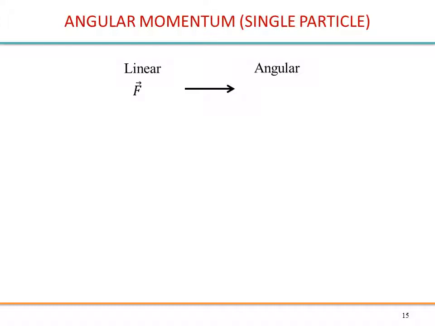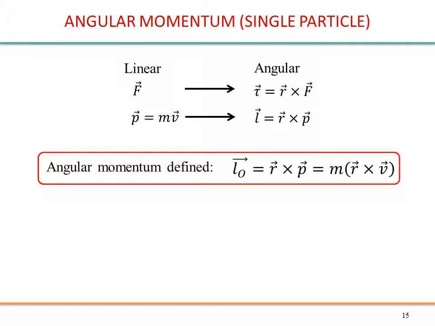From linear motion we had the force, and in angular motion we got the torque, and the torque was built in this way. We had R cross product with F. In linear motion we have the linear momentum p equals mv. So how do you think we can build an angular momentum? From here to here we just applied a kind of operator, R cross product. So we do the same, R cross product p.